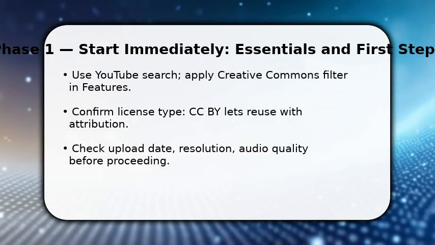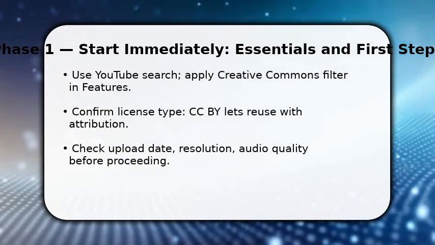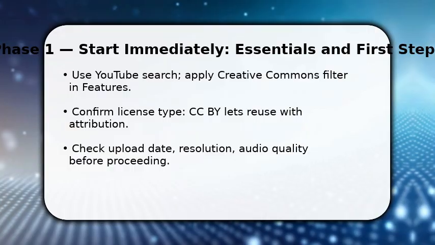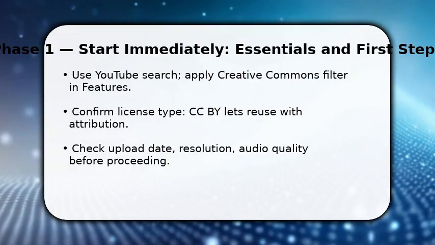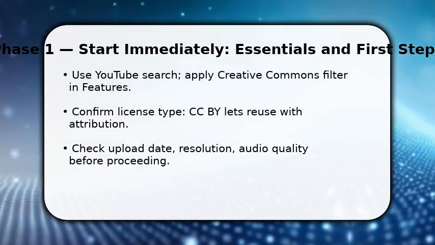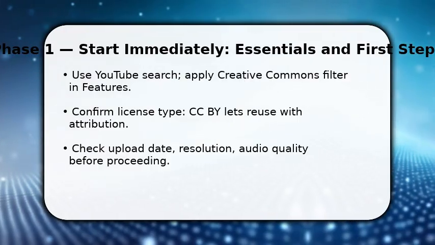You start by narrowing results with YouTube's Creative Commons filter, so you only see reusable clips. Once filtered, inspect the video details, resolution, audio, and date, because quality affects your edit. Make sure the uploader hasn't added additional restrictions in the description. If they have, don't use the clip.